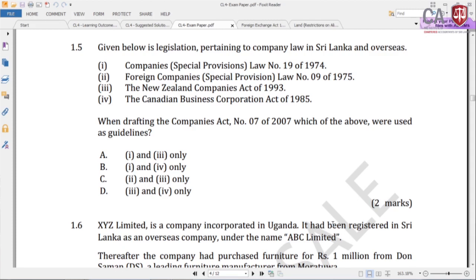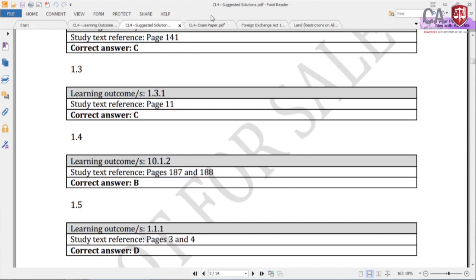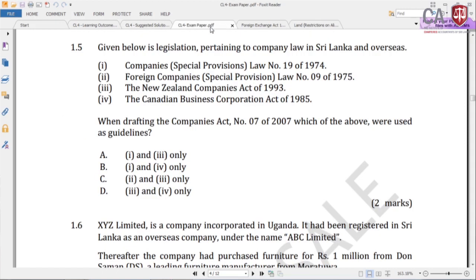Now the question is, when drafting the Companies Act number 17 of 2007, which of the above were used as guidelines? Actually in Sri Lanka, what we used is the New Zealand model and the Canadian model. And in the answer, you will see that it's correct. D is the correct answer. Numbers 3 and 4 are the correct answers. So D is the correct answer there.